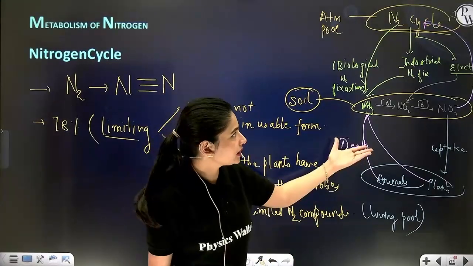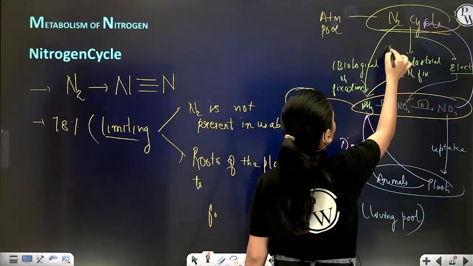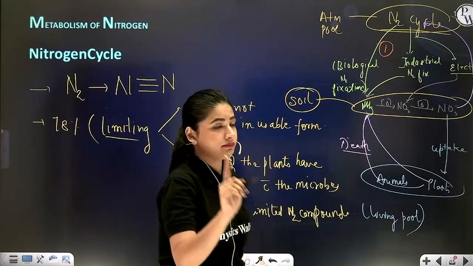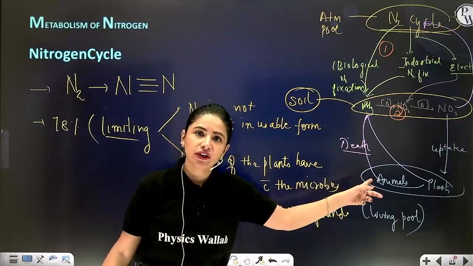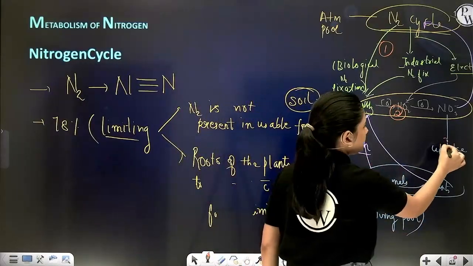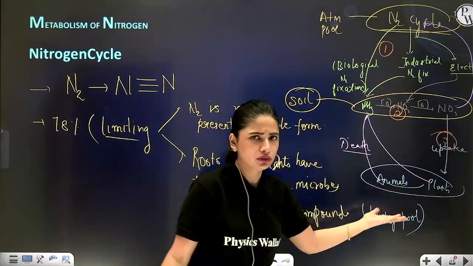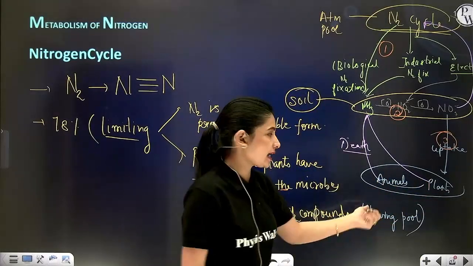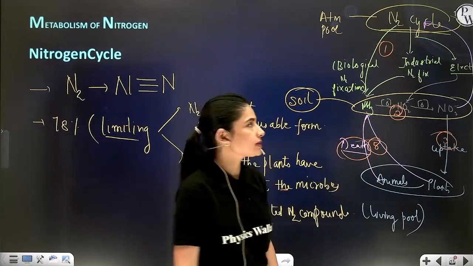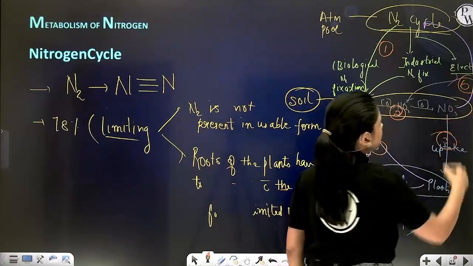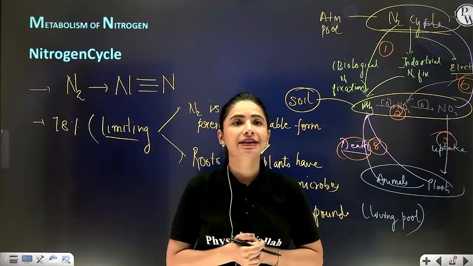So these are the important steps. Which is the number one step? Fixation. Second step, nitrification. Third step, uptake. Fourth step, transportation from plants to animals. Then fifth step, death and decaying of organic matter. Sixth step, denitrification. So with these many steps, the nitrogen cycle is completed.